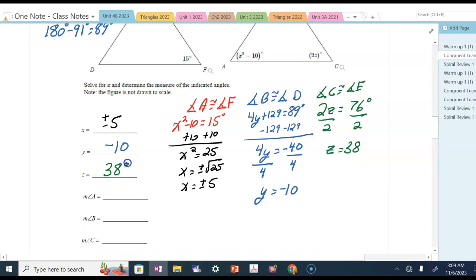So z is 38. Again, to check it, I'm just going to plug in to make sure I didn't make any mistakes. So 5 squared minus 10. Doing that on my calculator, I do get 15, so that checks. For B, I'll say 4 times negative 10 plus 129. And I'm typing that in my calculator just to check.